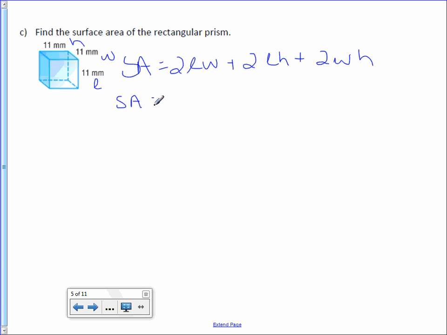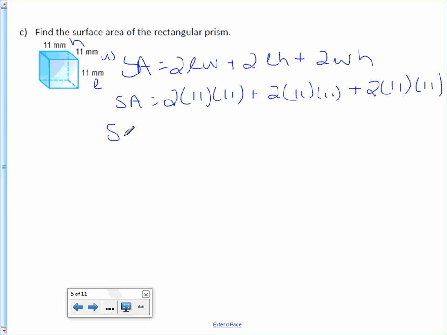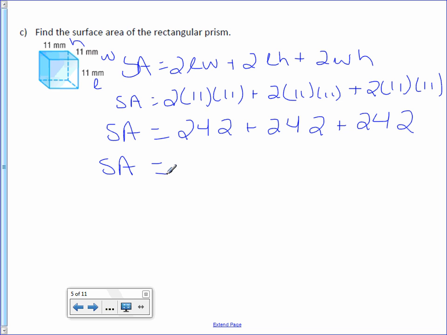Surface area equals 2 times 11 times 11 plus 2 times 11 times 11 plus 2 times 11 times 11. Now 2 times 11 times 11 is 242, which means these are all 242 since it is a cube and they are the same. Add those amounts together and you get 726 millimeters squared.